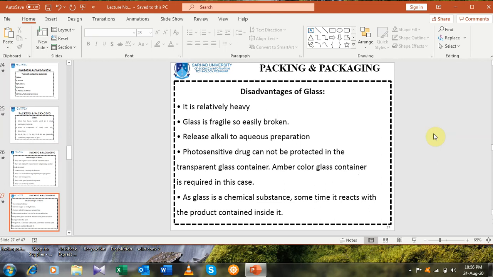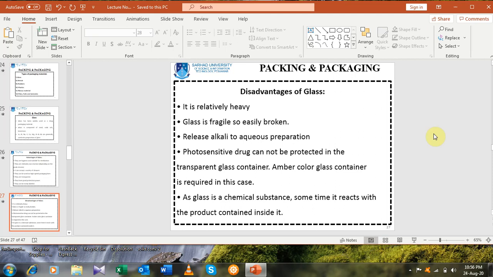Because of the composition, it releases alkali to the aqueous preparation. Photosensitive drug cannot be protected in the transparent glass container, and for this purpose amber colored glass containers are used. It is necessary for the photosensitive drug in order to protect the drug from the light. The light sensitive drug cannot be protected in the transparent glass container, so amber glass containers are used.